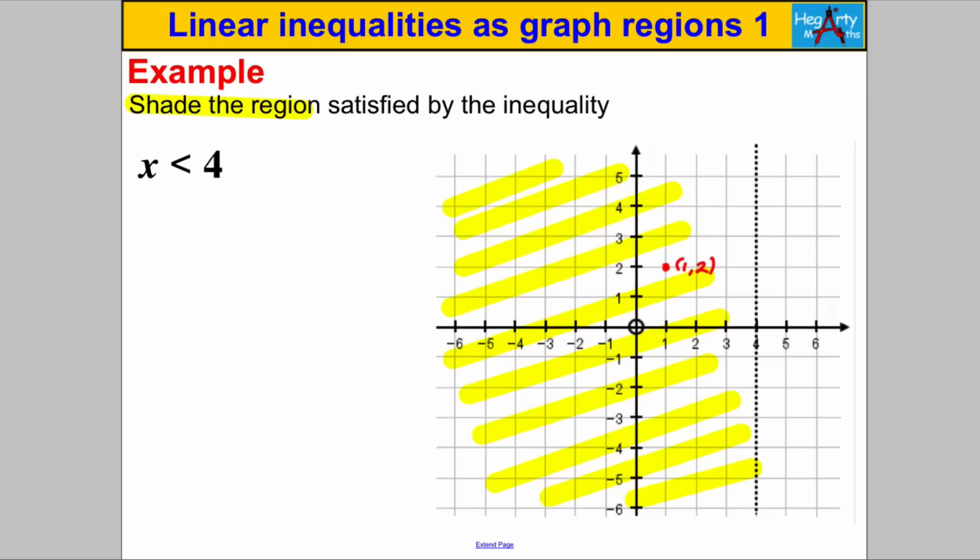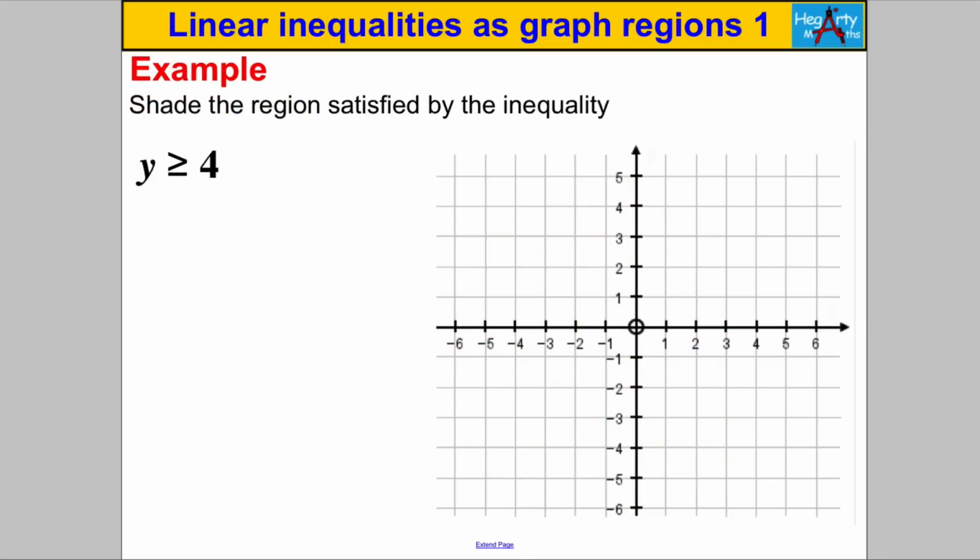Okay, let's have a go at another one. Shade the region satisfied by the inequality y bigger than or equal to 4. Pause the video, have a go. Well, we're going to draw the line y is equal to 4, and this time we're going to have a full line. We're not going to have a dotted line because we have a bigger than or equal to sign. So y equaling 4 is an allowed place.